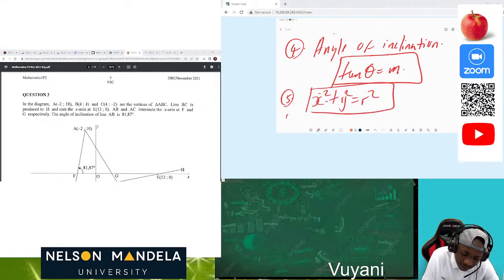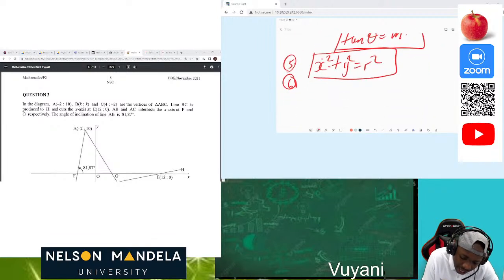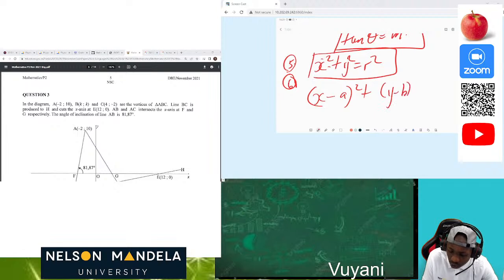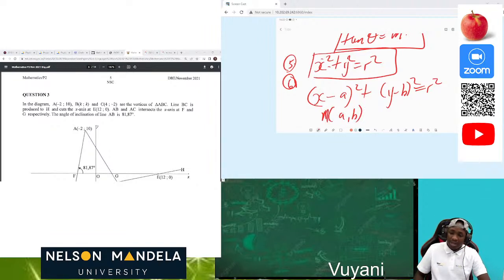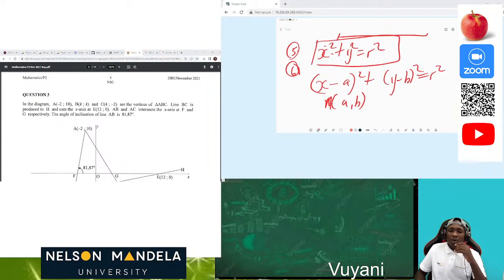Then the next one, number 6, when the center is not at the origin, the equation will be (x − a)² + (y − b)² = r², where a and b are the coordinates of the center of the circle. This is the circle geometry which is introduced in grade 12, and we must always know that when we multiply the gradient of the radius by the gradient of the tangent, they are always equal to −1, because they are perpendicular.